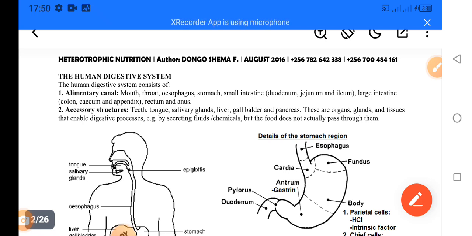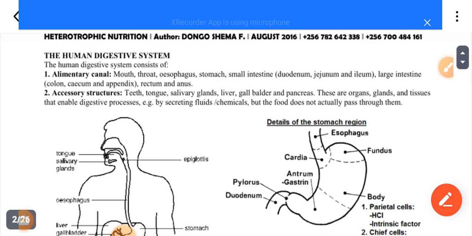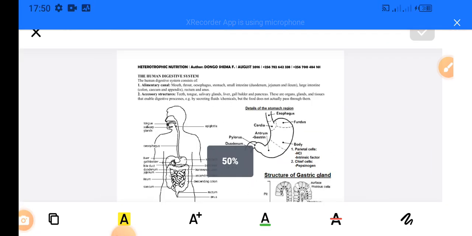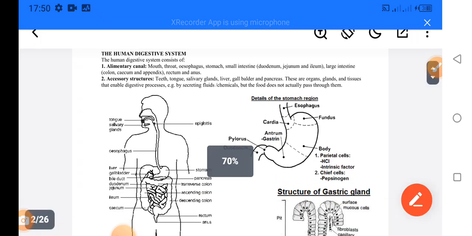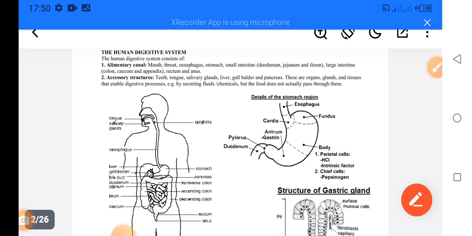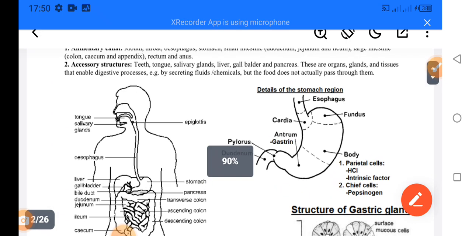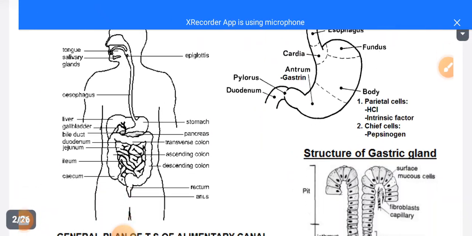You get? Then from there I want you to look at that diagram there. Are you seeing that? I hope you are seeing those parts. You have the tongue and the anus down there.